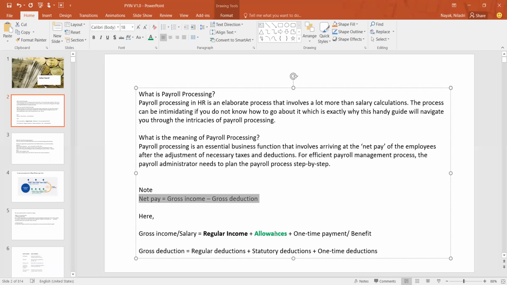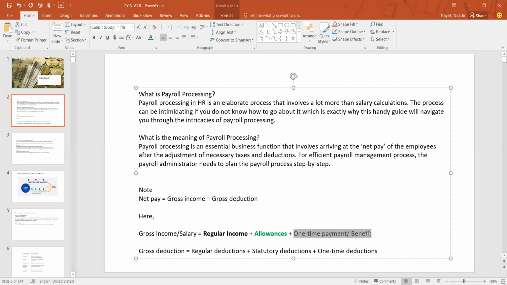And allowances, as you have already mentioned, it can be your HR allowance, education allowance, or dearness allowance. Mostly dearness allowance is paid by public sector companies, most government organizations. So those kinds of allowances you'll be getting. And also we talked about LTA, which is also a kind of allowance. And similarly we have something called one-time payment and benefit.